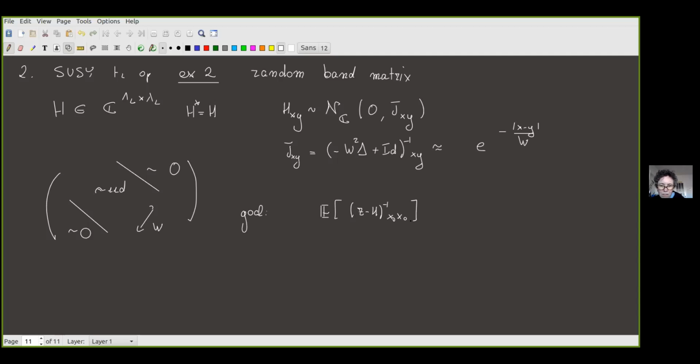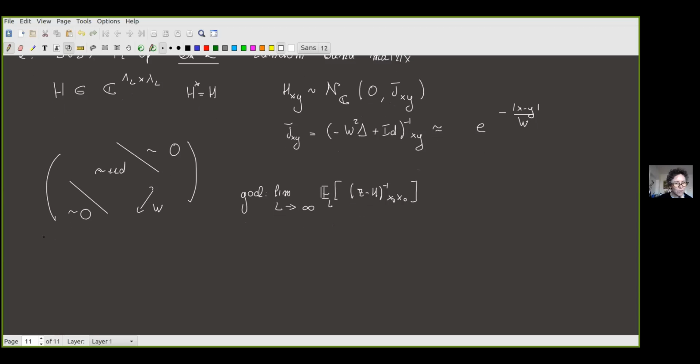X0, L, and we study the limit L going to infinity. Okay, so at this point, you know what is the procedure. First, we have to map this problem to a spin model. So we want to map to a spin-like model.